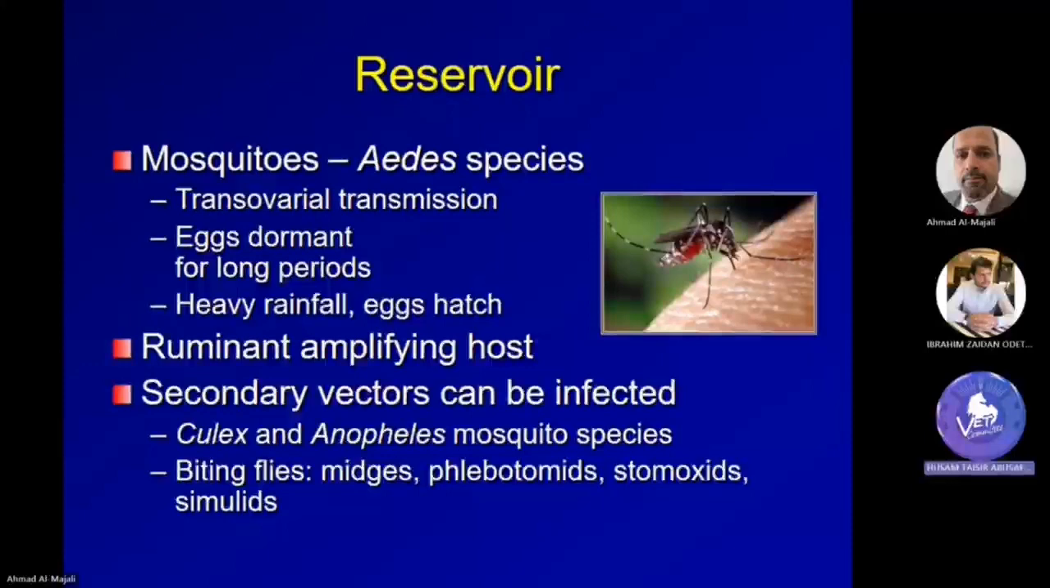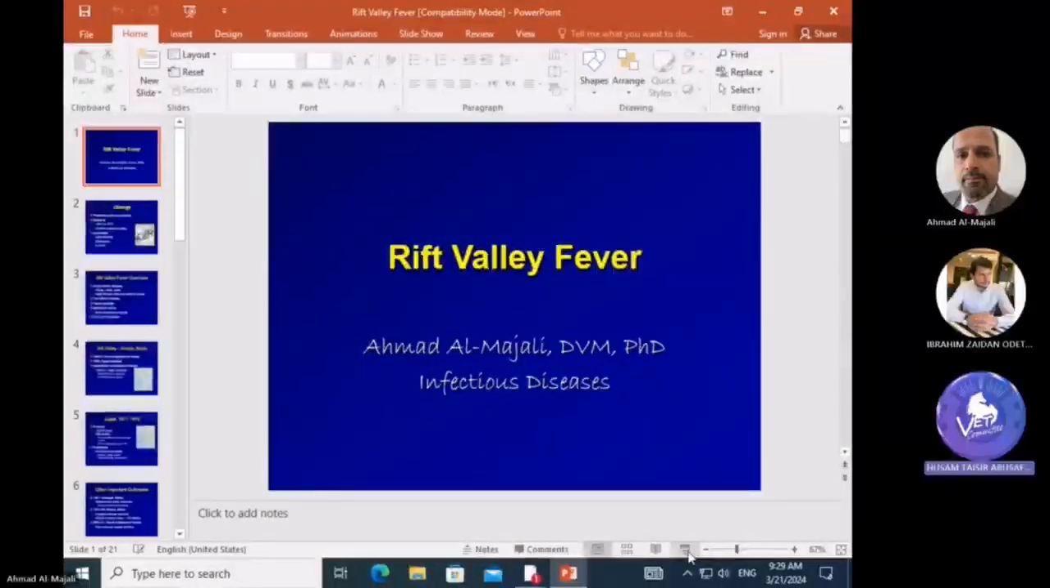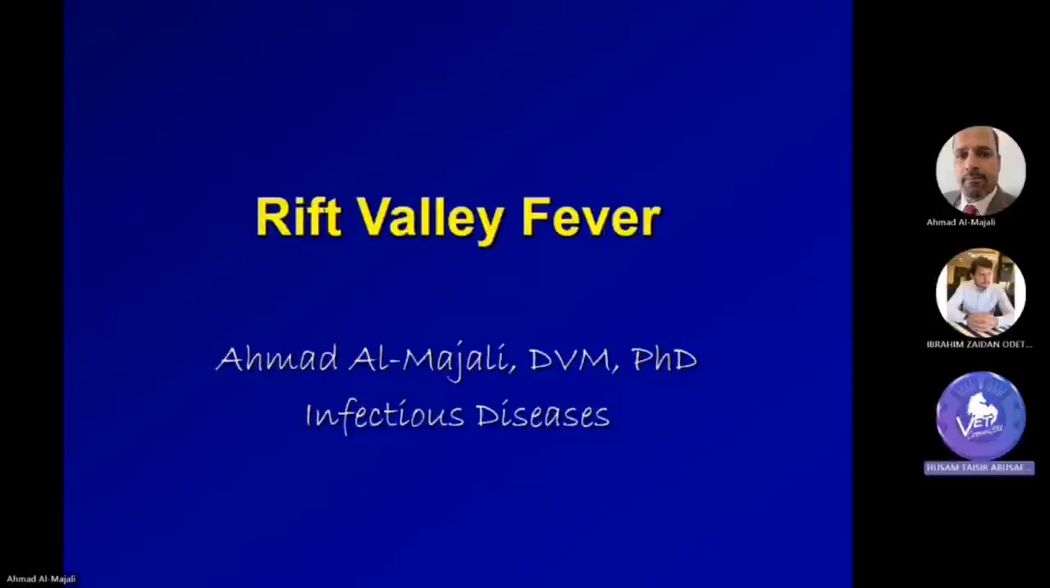So secondary vectors are there: Culex and Anopheles, those are two other mosquito species. Other biting midges, as I said, are very important in transmitting this disease as well. The livestock are considered amplifying hosts because this is the host where the mosquito takes the virus and starts spreading. So mosquitoes will not transmit the disease from one human to another, but from one animal to another, from one cattle to another or sheep to another.